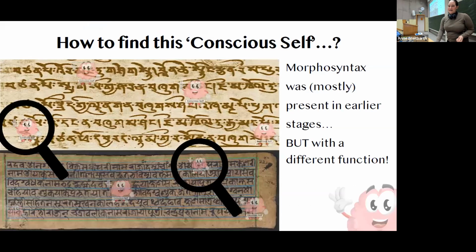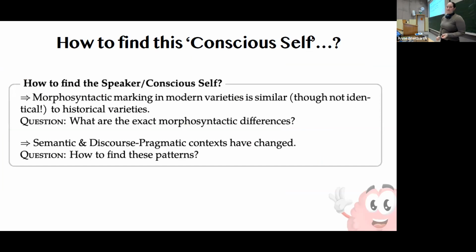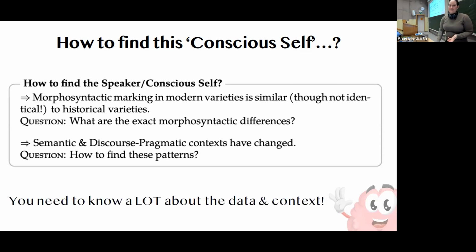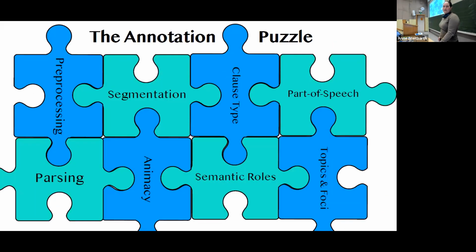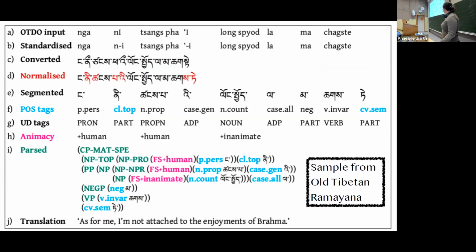So how are we finding this? Well, as I said, we have to go back and really annotate our corpora very well. We want to find out what the exact morphosyntactic differences are for all of these, and what the exact semantic and discourse pragmatic contexts are and how they change. And then, of course, how do we find these patterns? Well, we really need a lot of annotation for it. So that brings us back to the other annotation puzzle that I showed you, which includes animacy and semantic roles as well, which are going to be important.